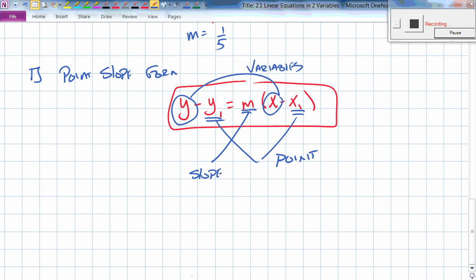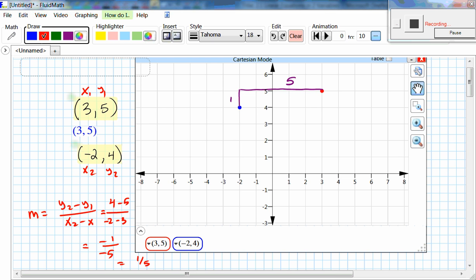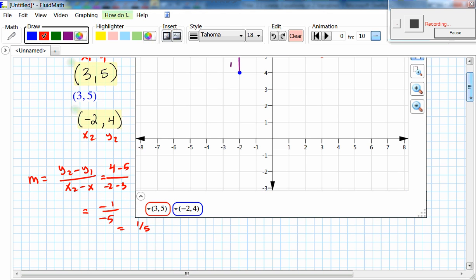So let's go back to this example, okay? Check it out. I have these 2 points. I have 3, 5, I have negative 2, 4. I want to find a line that contains those 2 points. Do I have a slope? Yes, I do. Do I have a point? Yeah, which point do you want to use? Do you want to use 3, 5, or do you want to use negative 2, 4? Negative 2, 4. All right, well, we can use either one that you want.